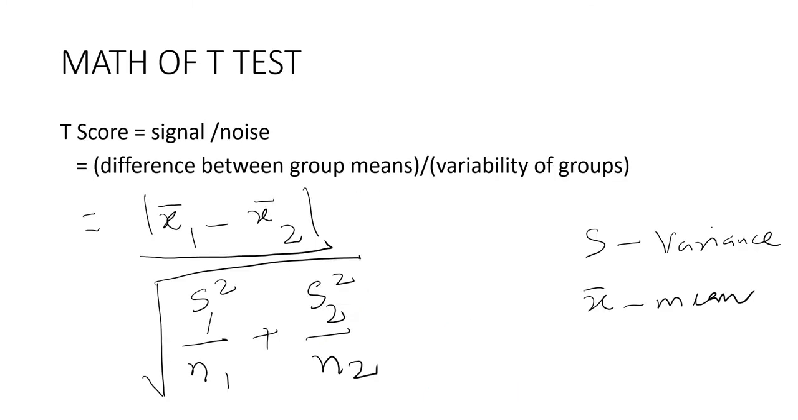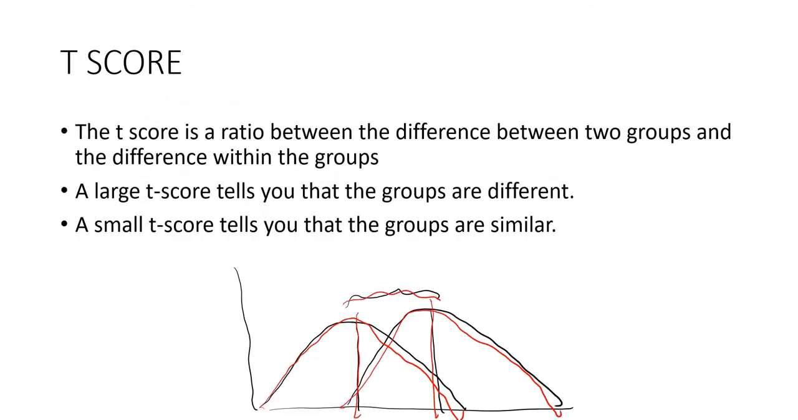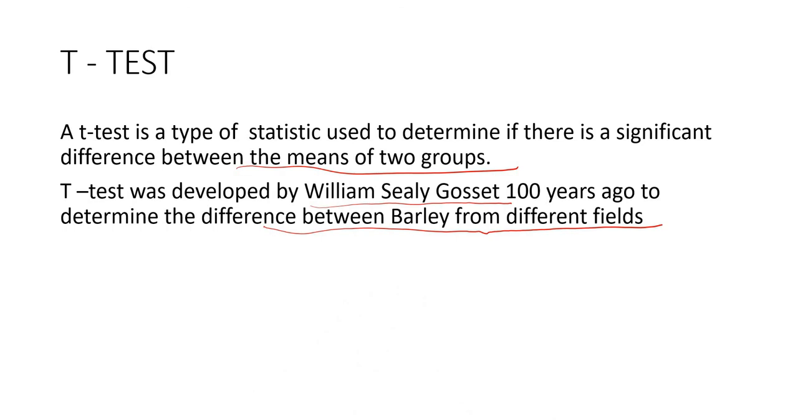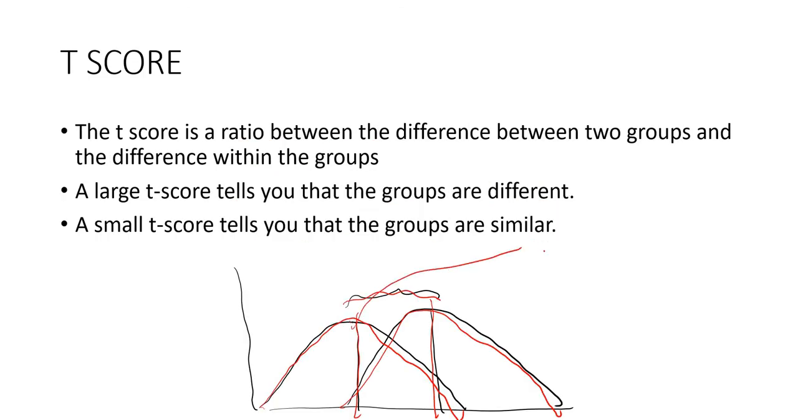This is the math of the t-test. The t-score is signal by noise. Signal means the difference between the two groups, the difference between the means. Noise means the variability, the difference within the group, which is given by the variance. So the difference between group means is x1 bar minus x2 bar, where x1 bar is the mean of the first group and x2 bar is the mean of the second group.